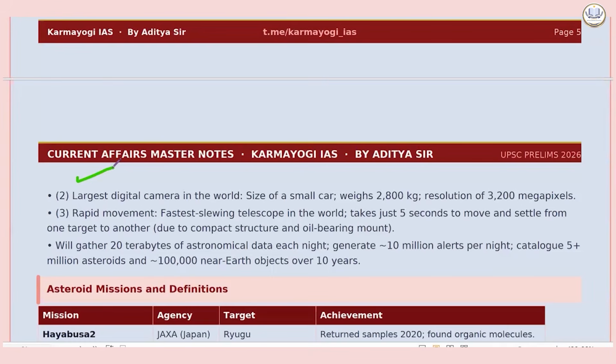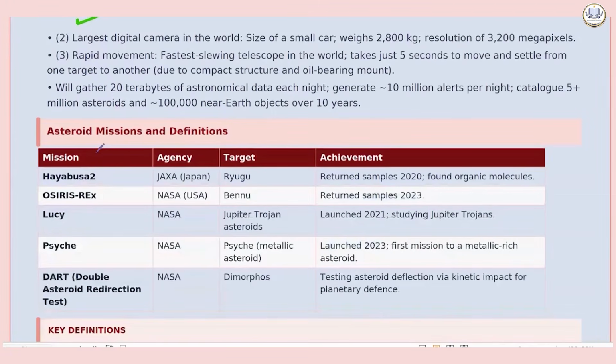Then rapid movement. Fastest slewing telescope in the world, takes just 5 seconds to move and settle from one target to another due to compact structure and oil-bearing mount. Will gather 20 terabytes of astronomical data each night, generate 10 million alerts per night, catalog 5+ million asteroids and 1 lakh near-Earth objects over 10 years. We have asteroid missions as well, like Hayabusa, which was launched by Japan, and target is Ryugu.